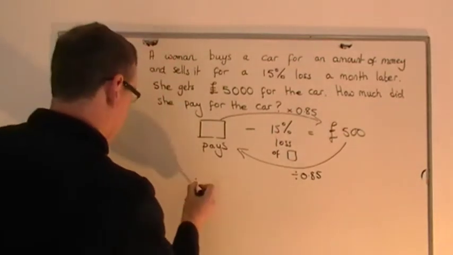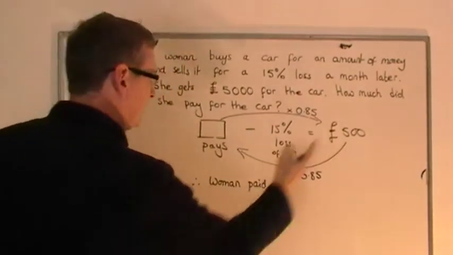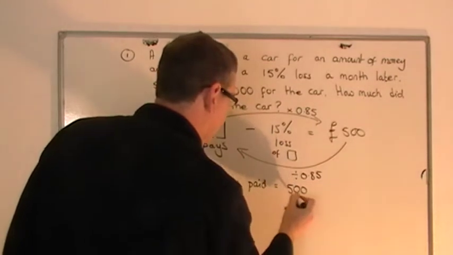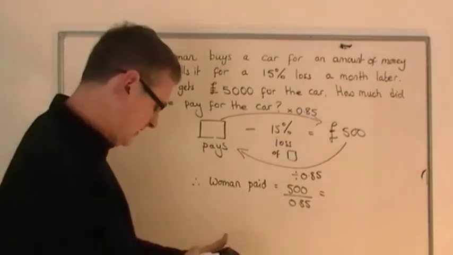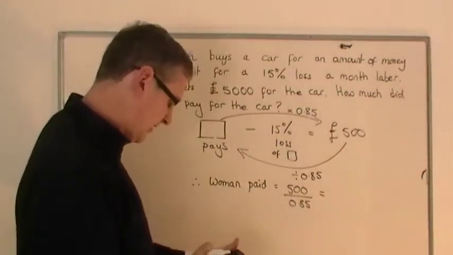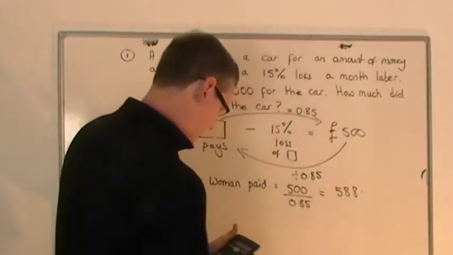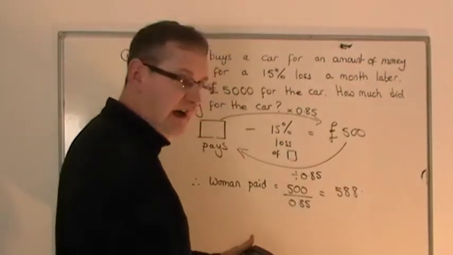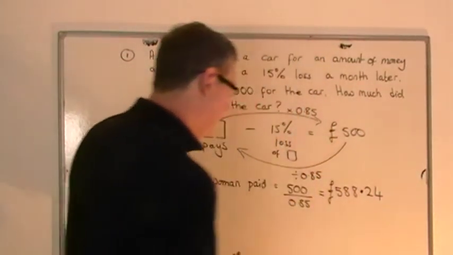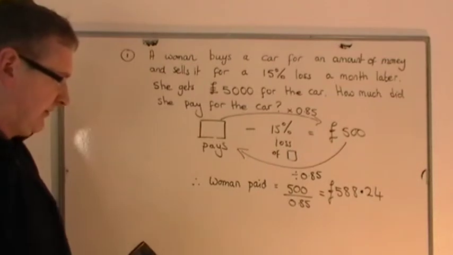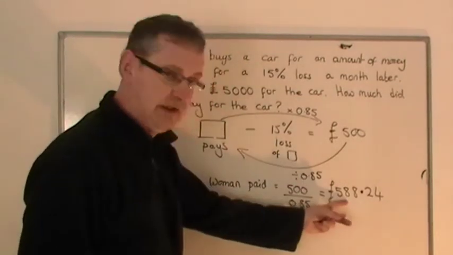So, here we go. Therefore, the woman must have paid, in this particular example, you start with £5,000 and you divide by 0.85. So if I reach for a calculator, £5,000 divided by 0.85, and you get an answer to the nearest penny, 5,882.35 it says, so £5,882.35 to the nearest penny. And that's the amount of money that the woman must have paid for it in the first place.